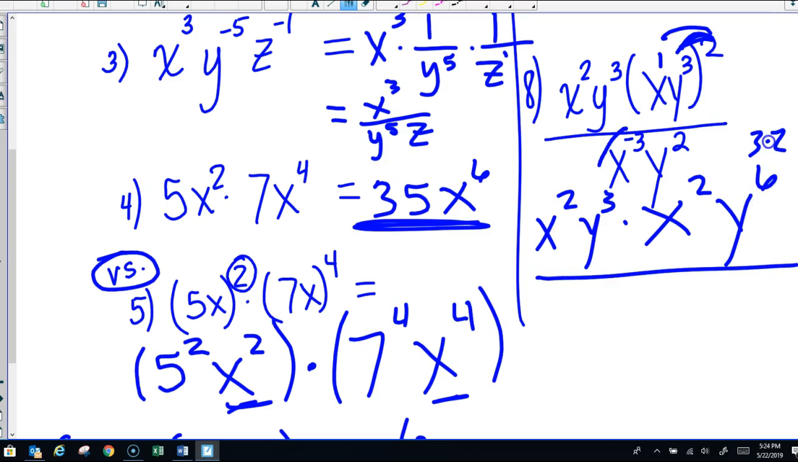Over. Now, this is what I mentioned earlier. This x to the negative third wants to go up top. So I'm going to put him right here, times x to the third. And we've got that y to the second still sitting down bottom.